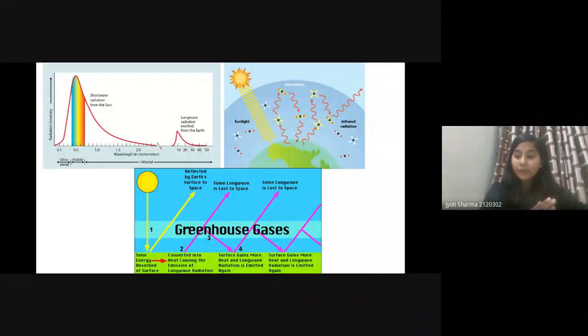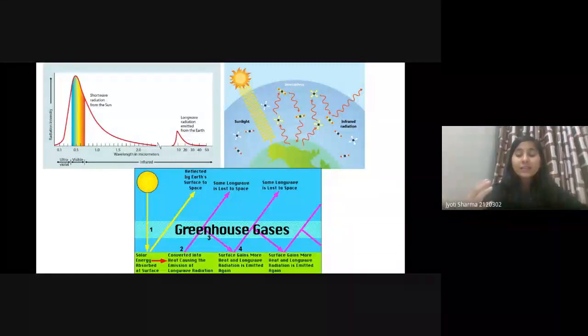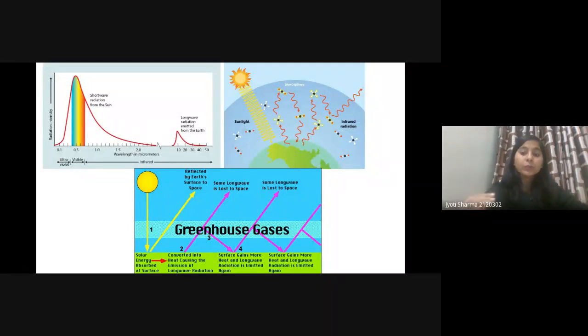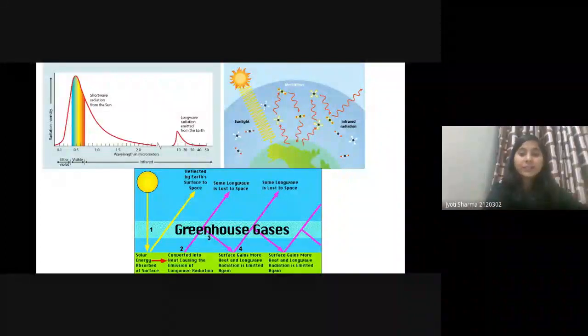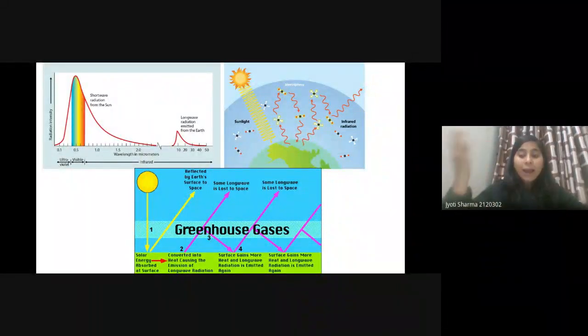Initially it was the short wave, but after reflecting from the surface, it will be long wave radiation. Because in the atmosphere we have greenhouse gases, these greenhouse gases will absorb that long wave radiation and will not allow it to go back to space, and that's why the temperature will increase. That's why we say that because of the greenhouse gases, the temperature is increasing, because they are not allowing the long wave radiation to go back to space.